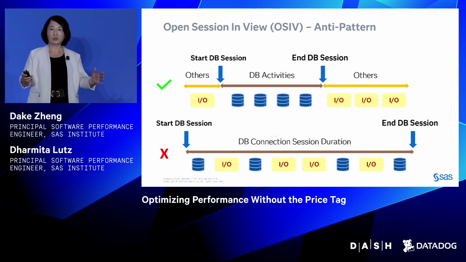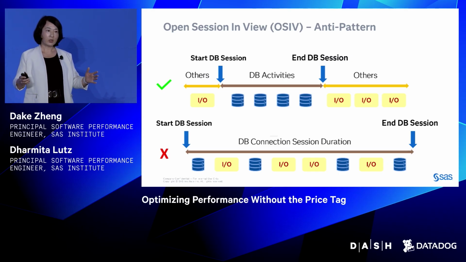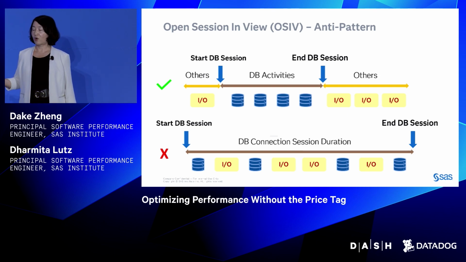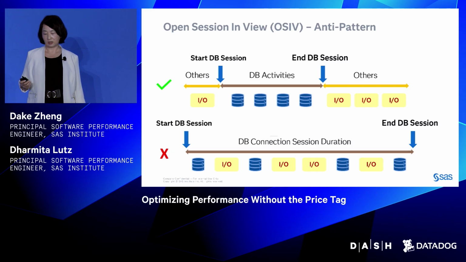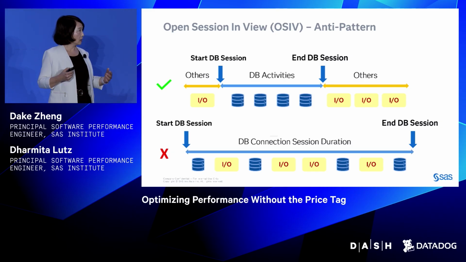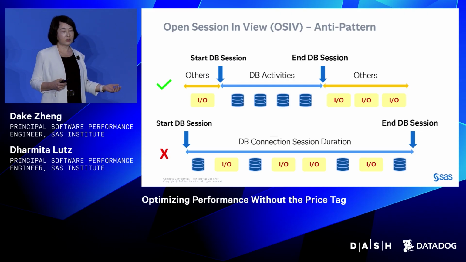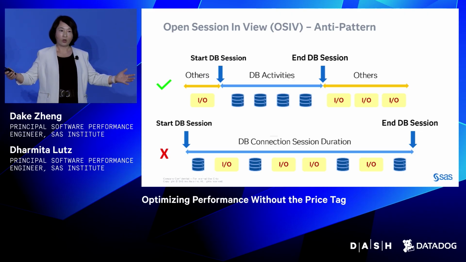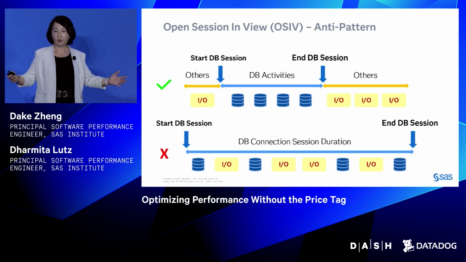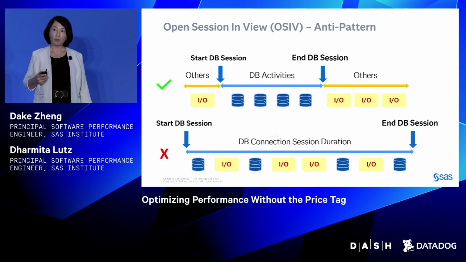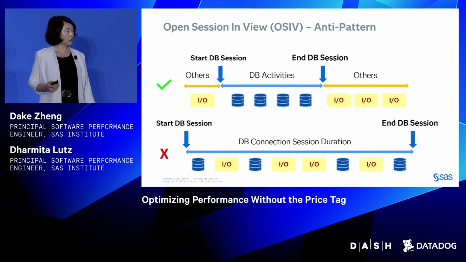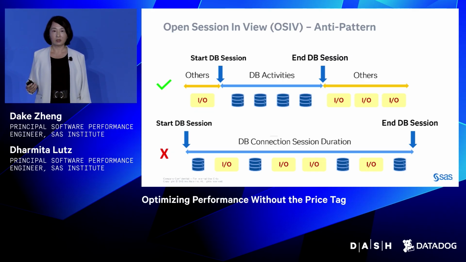Ideally, we want to keep the database connection open only for the duration of database operations and exclude other I/O activities from the connection session. However, when OSIV is enabled, as shown in the bottom part of this graph, the connection remains open for the entire request processing phase, including both database queries and non-database related I/O activities, such as remote service calls.